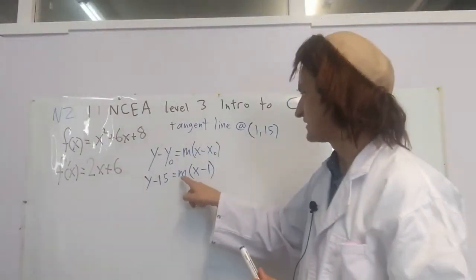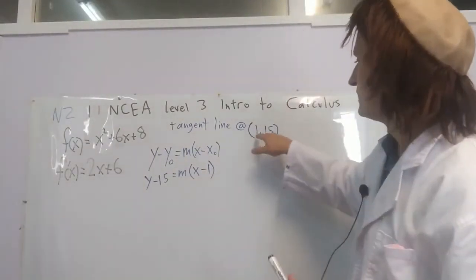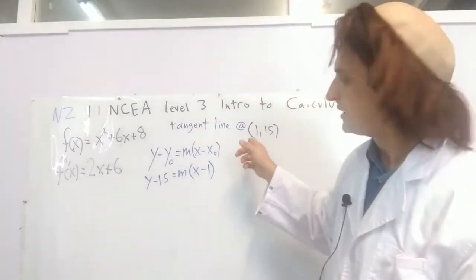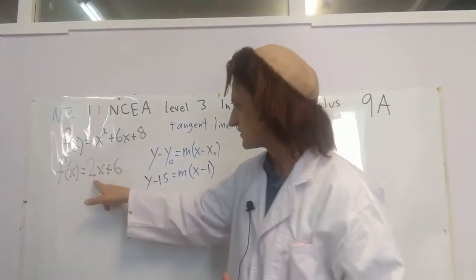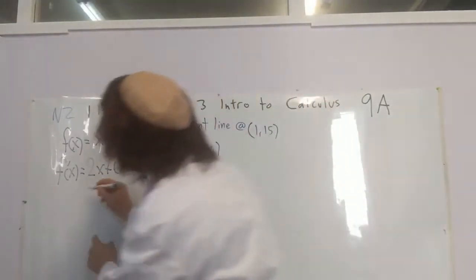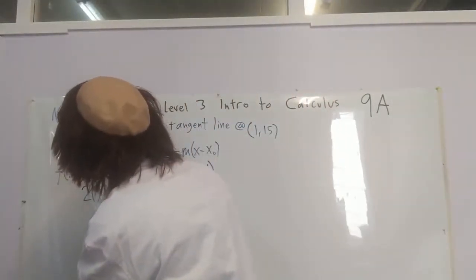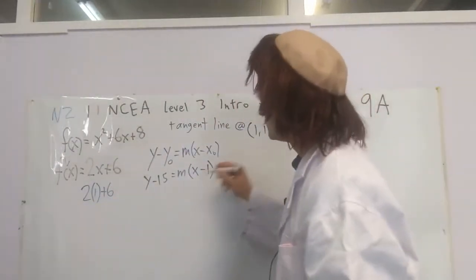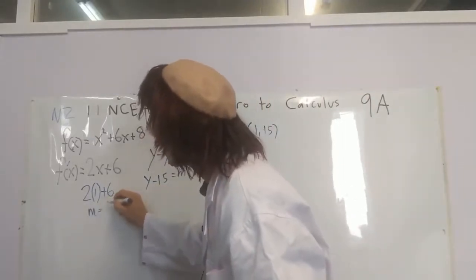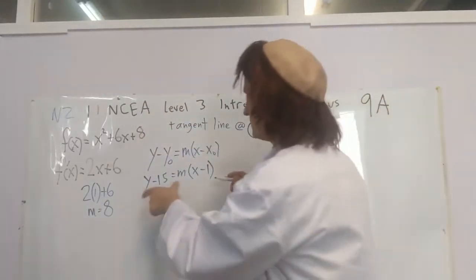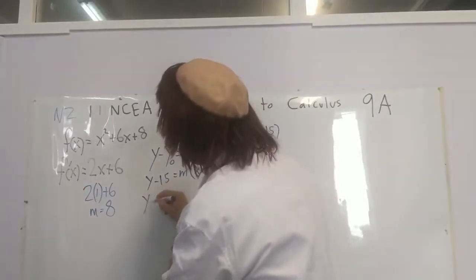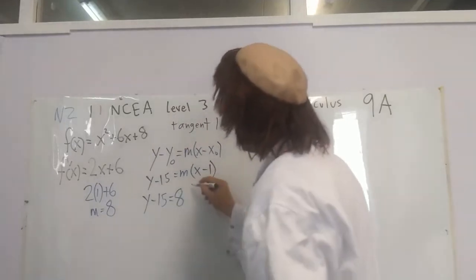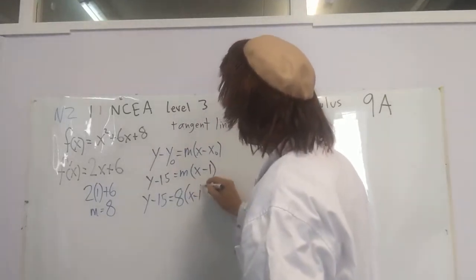Now we have to find m. At this point, x equals 1. So we plug it into the derivative function. So we'll get 2 times 1 plus 6. This equals 8. So m equals 8. So then we rewrite this: y minus 15 equals 8 times x minus 1.